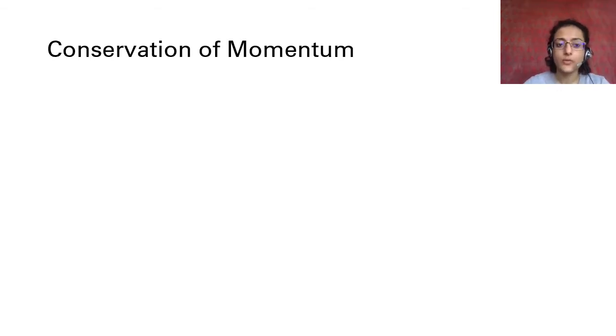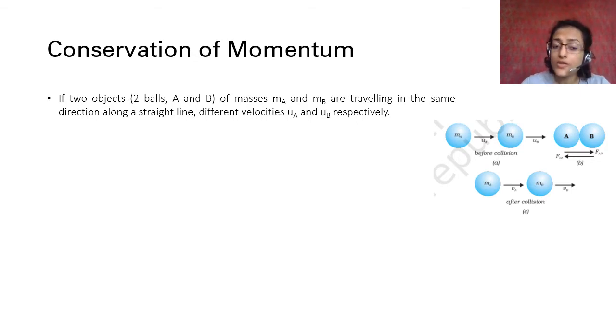So now we are going to be talking about conservation of momentum. What is conservation? Conservation means keeping as it is, keeping it intact, keeping the value same. To conserve it means to protect it and to keep it the same. There is no change in it. And momentum is mass into velocity. So what does this mean?